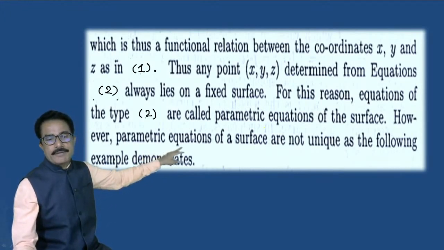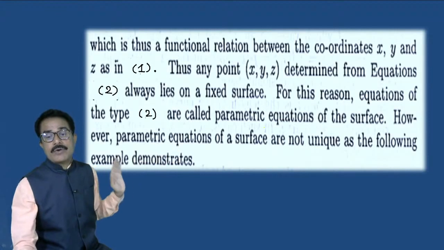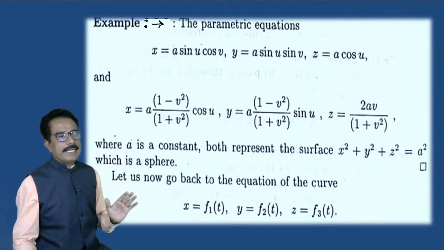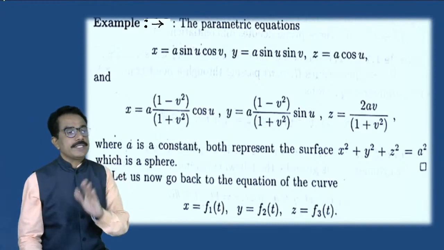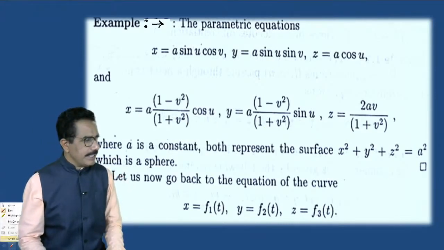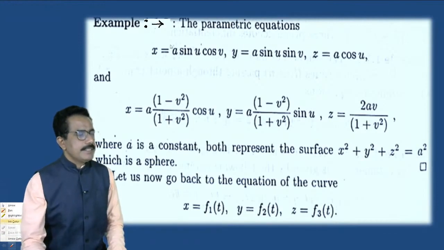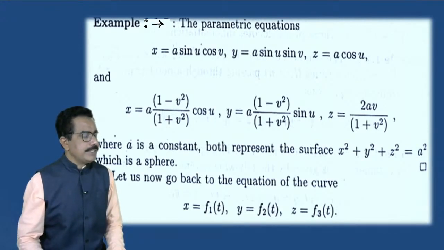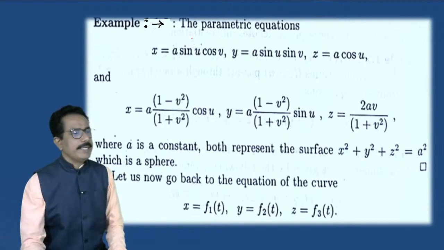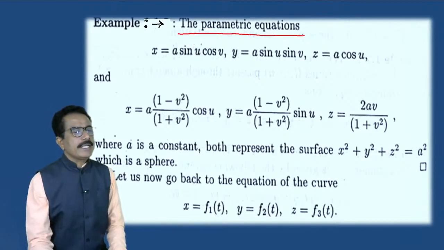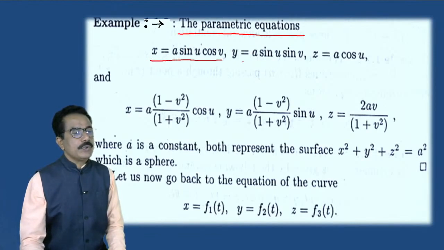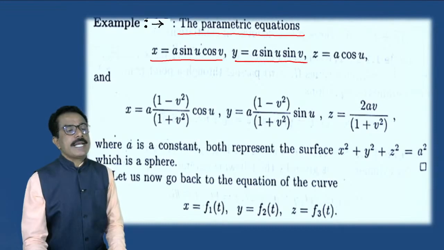So we can see this note. However, the parametric equations of a surface are not unique. आता example पा एक example दिलेला आहे. So we consider the example. The parametric equations x = a sin u cos v, y = a sin u sin v, z = a cos v.